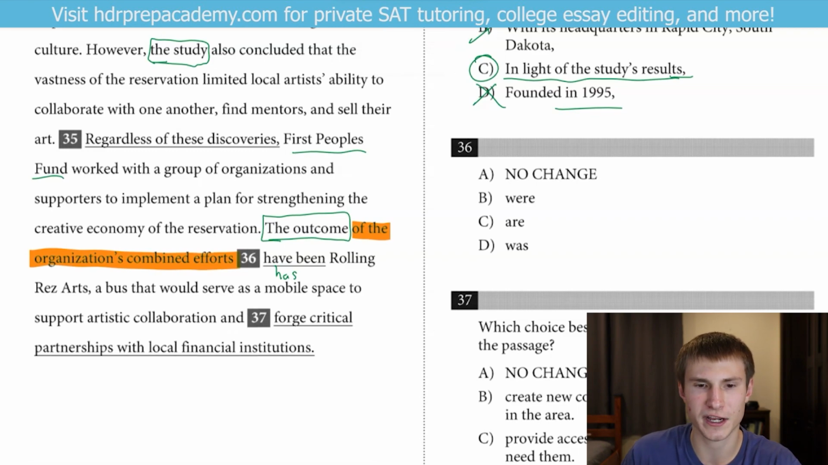Okay, so we ignore everything I just highlighted in orange when determining the number of our subject. The outcome is singular, so we need a singular verb.